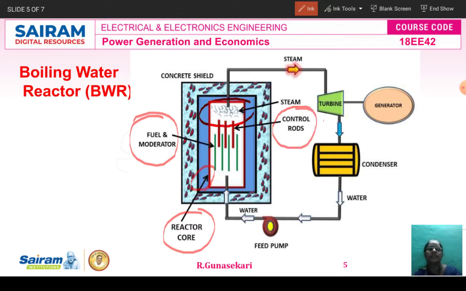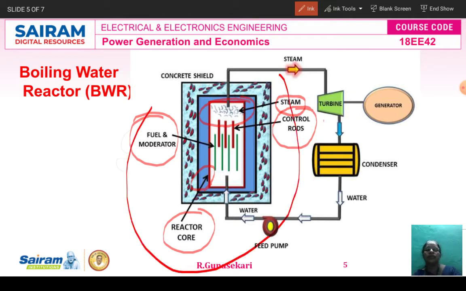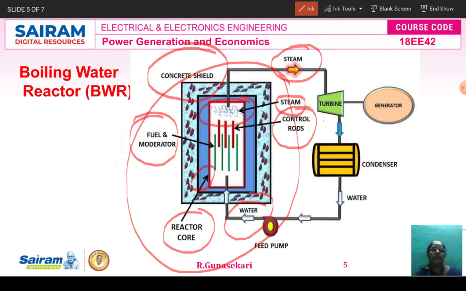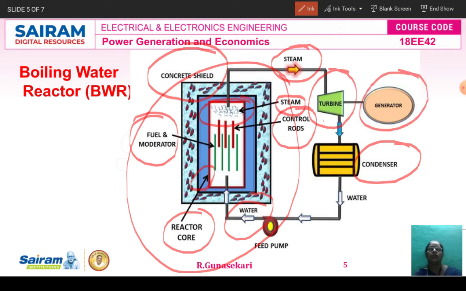This is the steam, which I am mentioning here. The outer portion is called the concrete shield. This is the way for steam. This is the way for water. This is the condenser. This is the steam turbine. This is the generator. These are the components of the boiling water reactor. Now I explain the function.